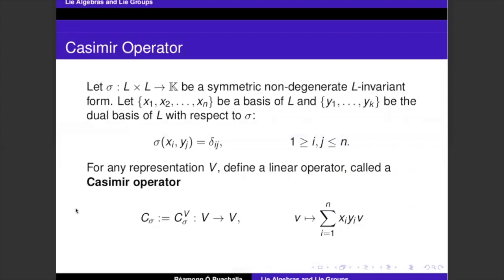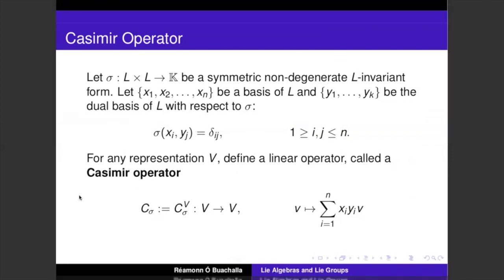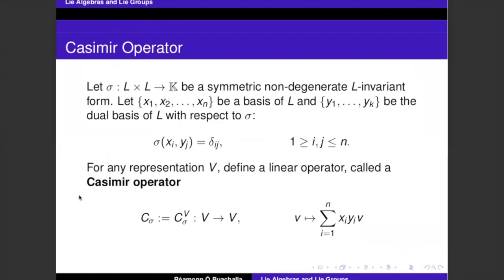Let sigma from L cross L to K be a symmetric, non-degenerate, L-invariant form, just as we've been using in many results, theorems, constructions, and so on in previous lectures. Now, what we're going to do is choose a basis of our Lie algebra, x_1, x_2, up to x_n, and then we're going to take a dual basis, y_1, up to y_n.